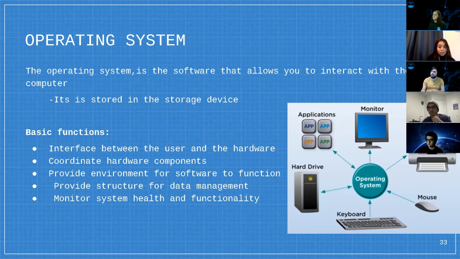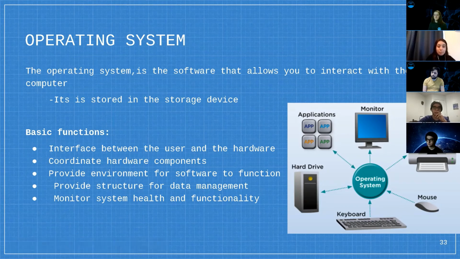The third function is that it provides an environment for software to function. For example, the software of an application is very specific and has certain tasks that it must execute, and the operating system allows applications to run in a consistent graphical desktop environment. The fourth function is that it provides structure for data management. What this means is that with the operating system, you're able to view files and directories and manipulate those files, whether it be moving, renaming, or deleting.